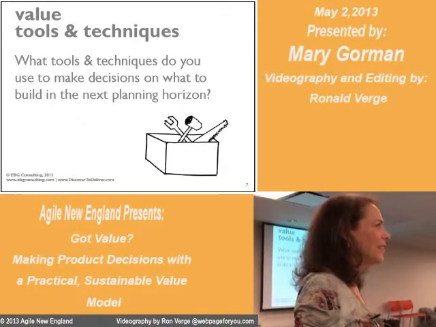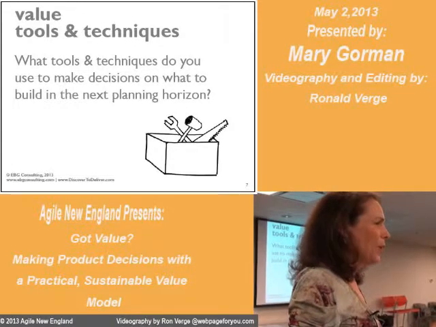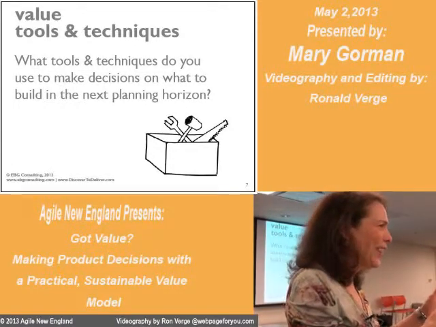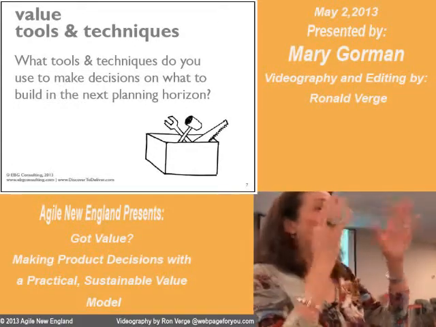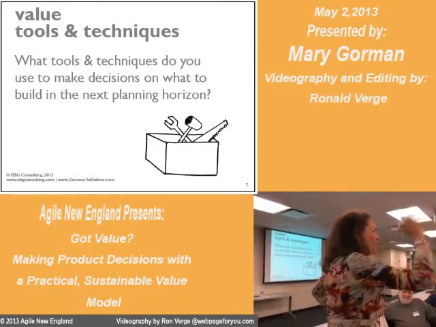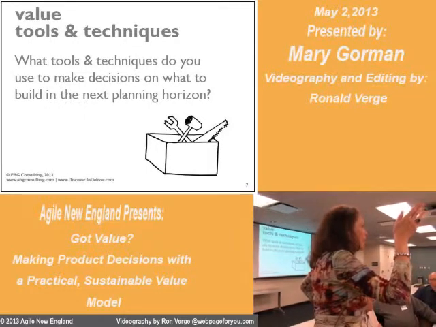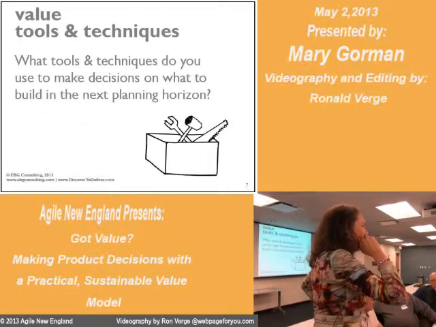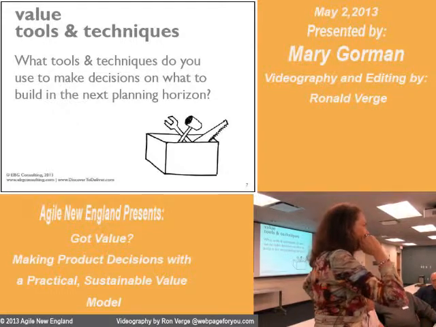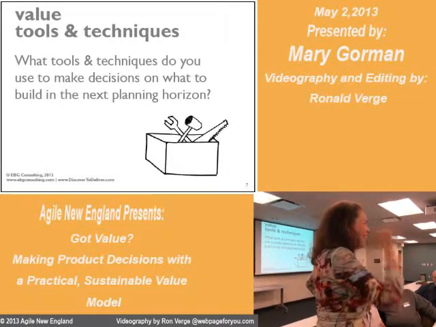Value type: revenue generator, cost savings, compliance, or loss aversion. Four things under value. Revenue generator, cost savings, compliance, loss aversion.